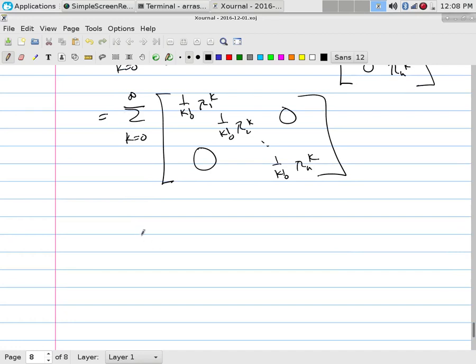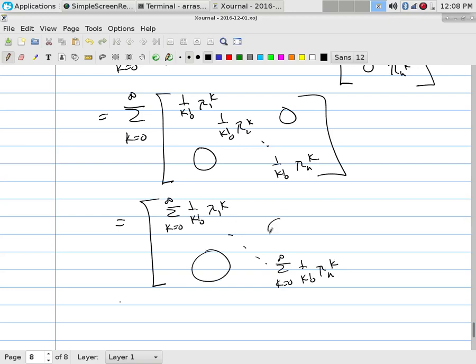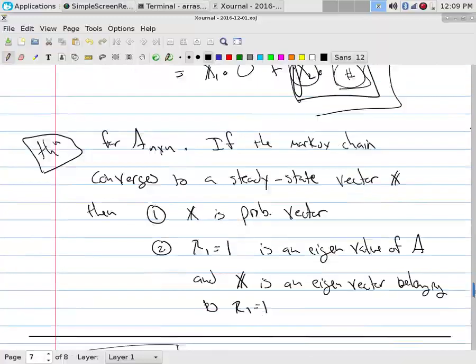What am I adding? Matrices. When you add matrices, what are you adding? Their positions. So that means this sum actually goes through the matrix. What's the sum of a bunch of zeros? 0. And so that means this is actually equal to the sum from k equals 0 to infinity of 1 over k factorial lambda 1 to the k, dot dot dot, the sum from k equals 0 to infinity of 1 over k factorial lambda n to the k. Those are still zeros.